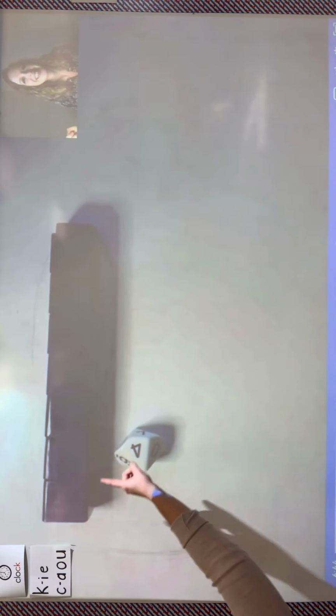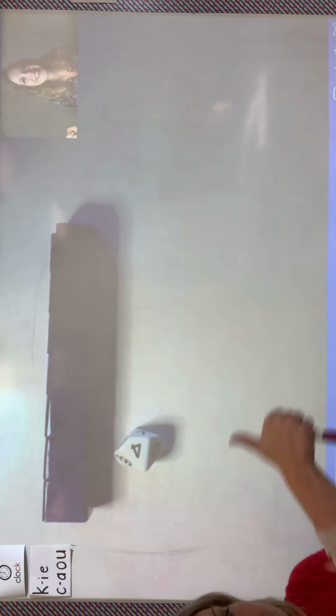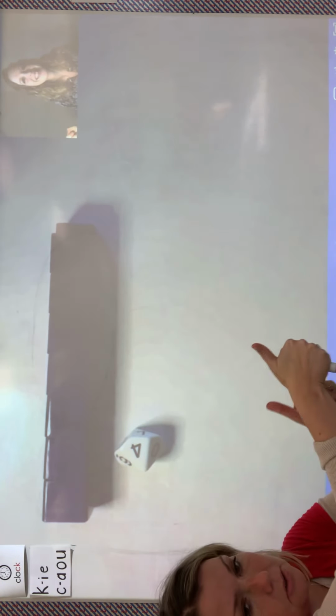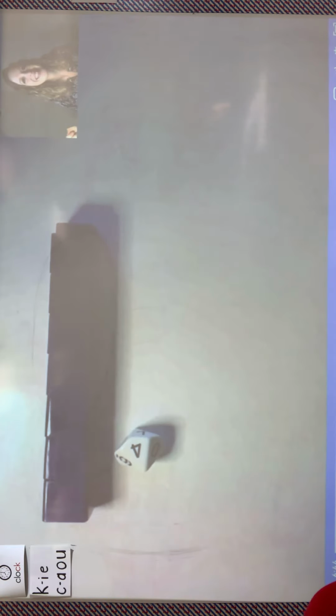Great job. Let's do it again. Ready? 4. I rolled 4. Pause the video and make a linking cube stick with 4 cubes. Okay, now make one with 4. Don't take apart your 7. Leave your 7 and now make one with 4. Give me the double thumbs up when you've got your 4 stick and your 7.